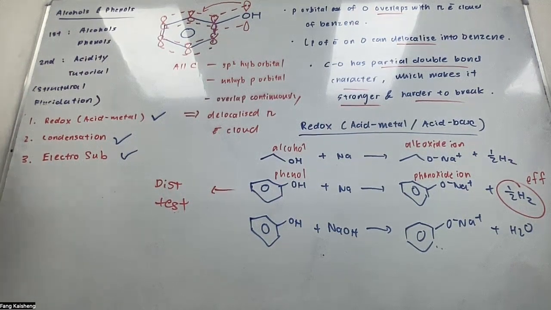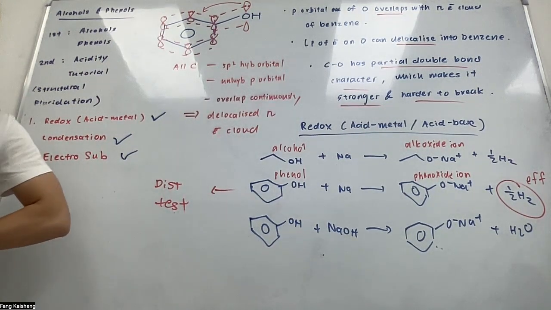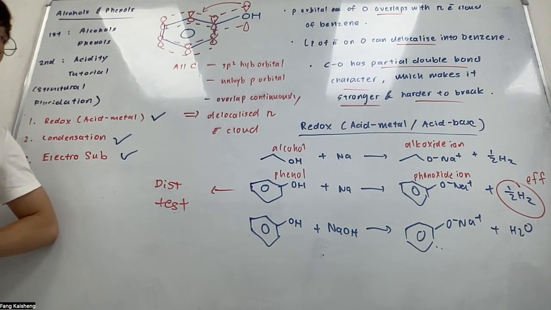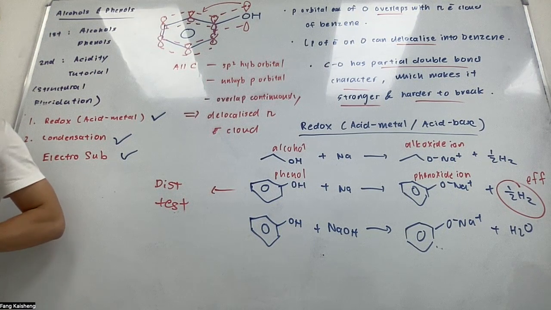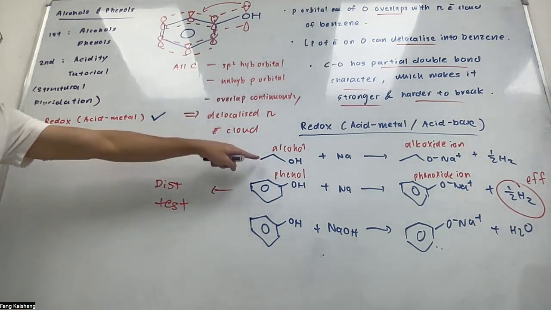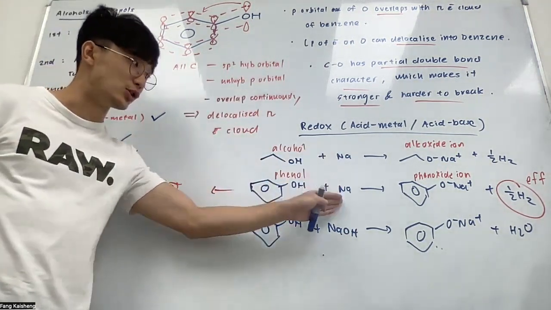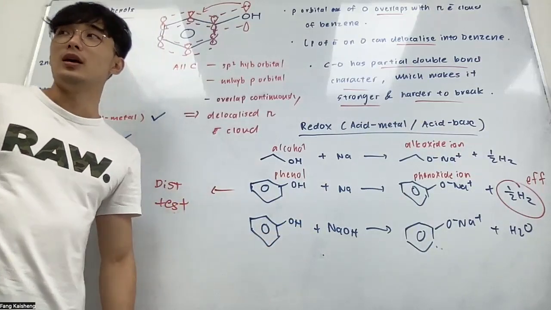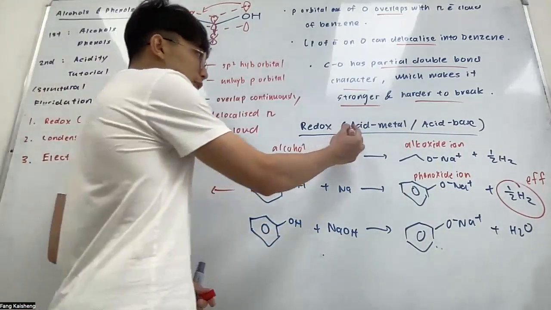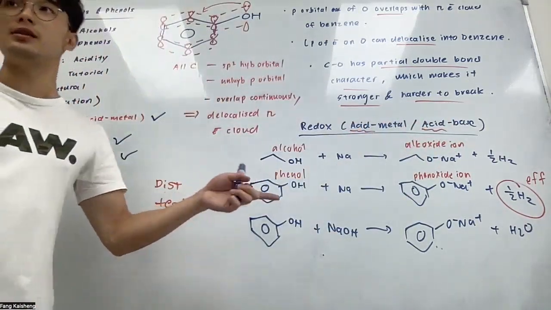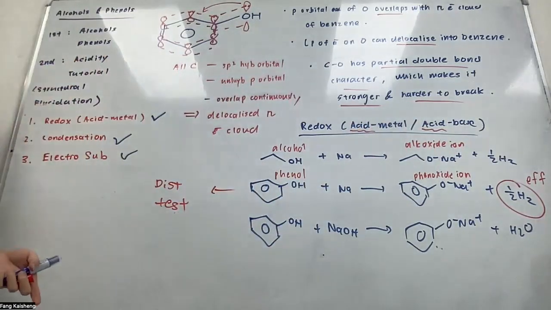Second question. I want you to infer something. Alcohol just now only reacted with sodium. Now suddenly phenol can react with not only sodium but sodium hydroxide. What does this imply? You notice I keep using the word acid, right? So I mentioned alcohols and phenols, yes, they can act as acids. I'll cover that next lesson.